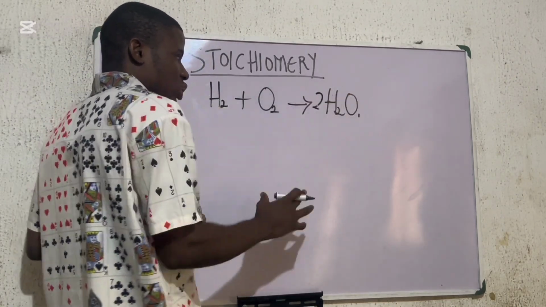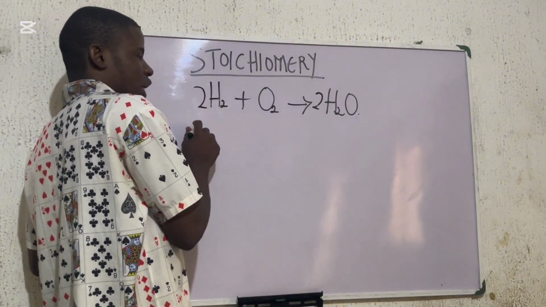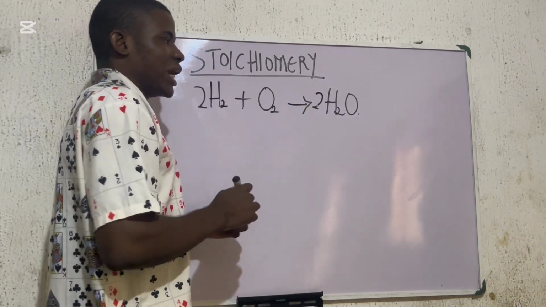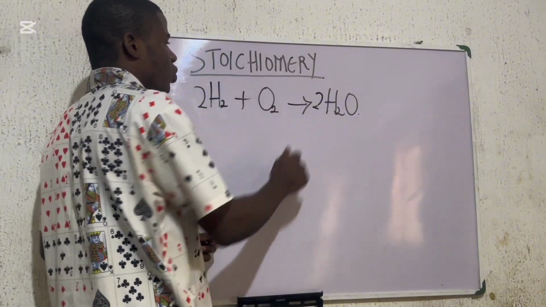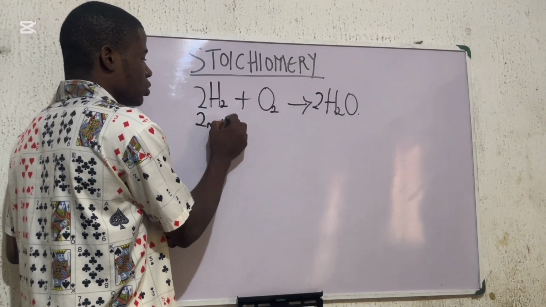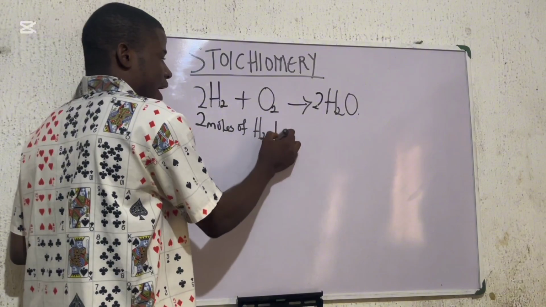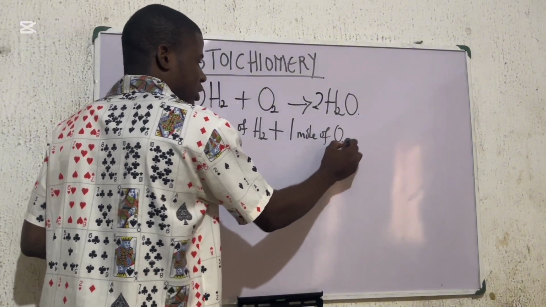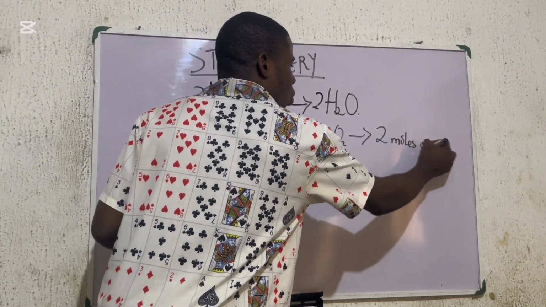Since we balanced oxygen, oxygen is correct, but hydrogen became unbalanced. So we need to put two here. Can you see it? Two times two, four, right? So hydrogen and oxygen are balanced. Now watch what we mean by stoichiometry in this chemical equation. It tells you that two moles of hydrogen gas will react with one mole of oxygen gas to form two moles of water.